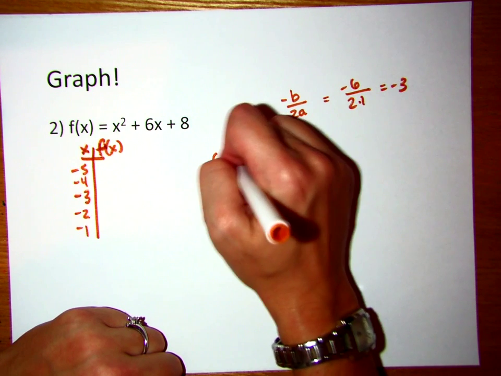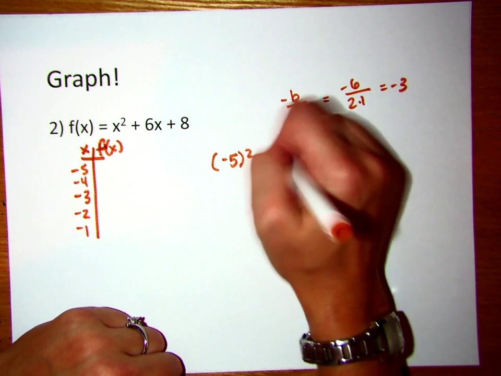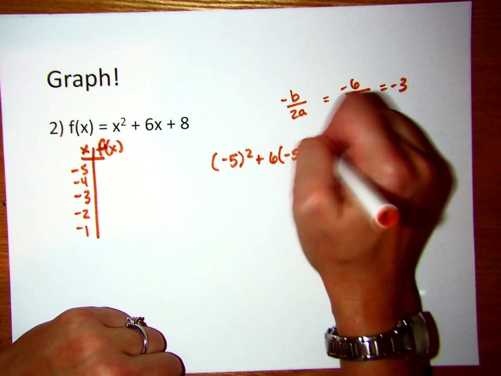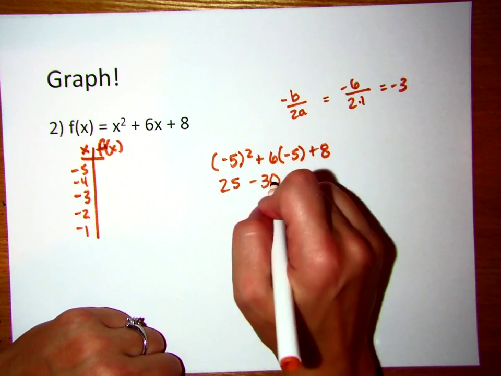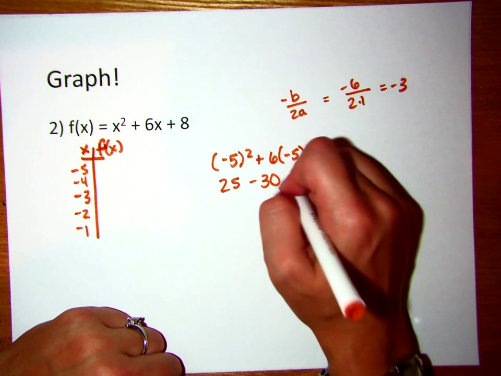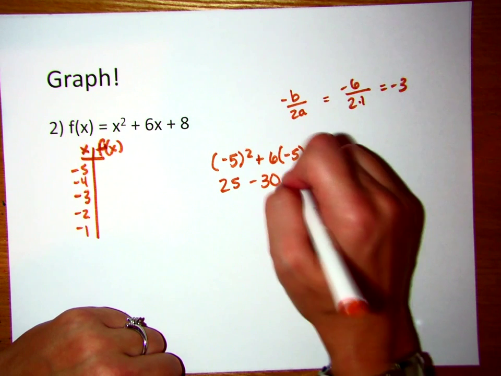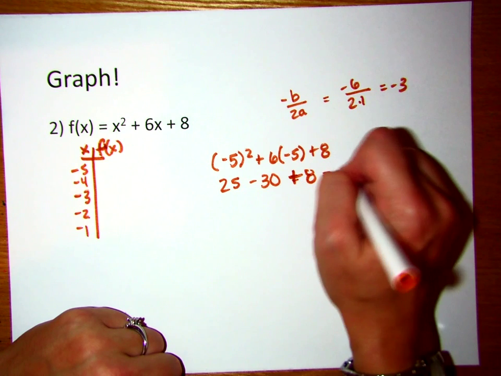So we have negative 5 squared plus 6 times negative 5 plus 8. Well, that would be 25 minus 30, which is negative 5. Negative 5 plus 8 would be 3. So plus 8 equals 3.